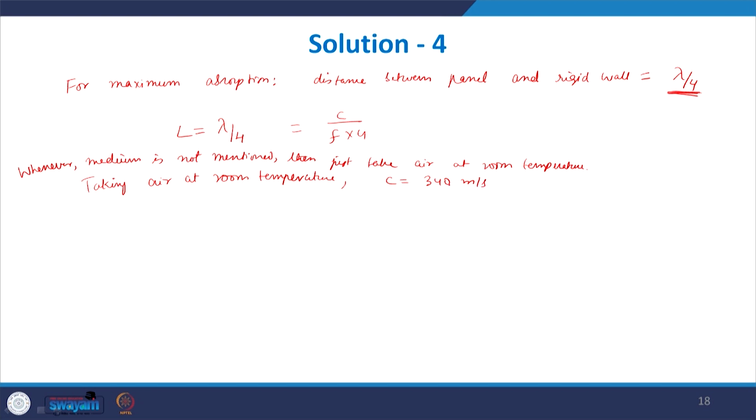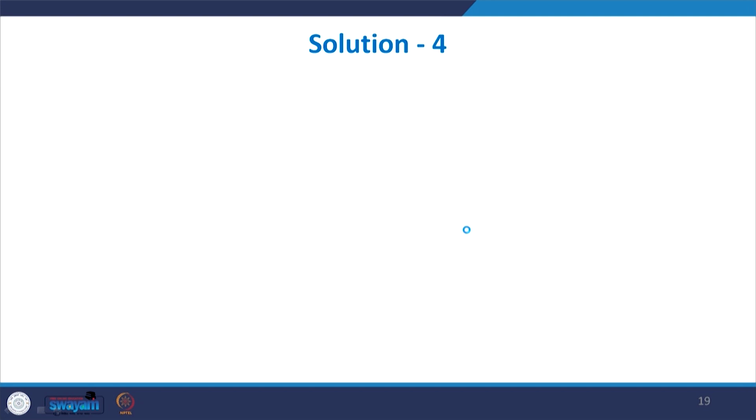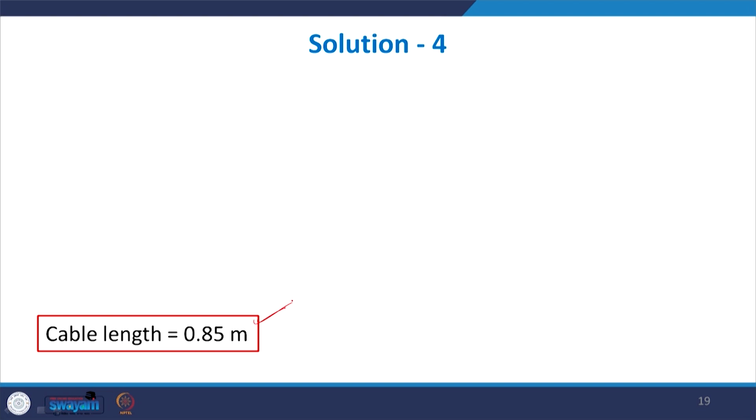Then L, the cable length, will be lambda, which is 340 here, divided by the frequency 100 into 4. So what we get here is 0.85 meters, the length of the cable. So that is the solution.